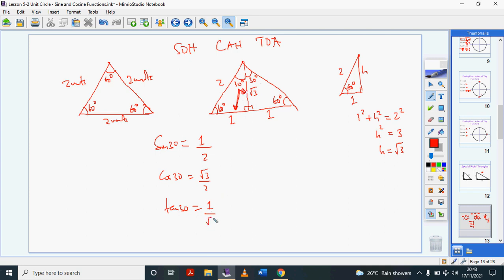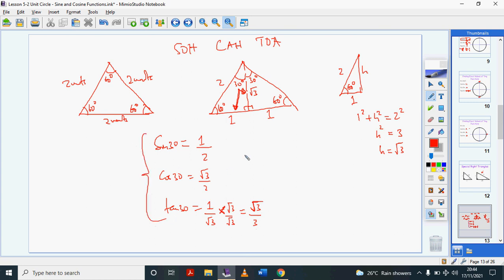and the tangent of 30 will be the opposite of 30, which is this one, divided by the adjacent, which is √3. But in math, we don't like to leave square roots in the denominators, so I'll get rid of that square root by multiplying it up and down, which doesn't change anything, and I'll end up getting √3/3. So when you see it written this way, it's still the same thing as 1 over root 3.